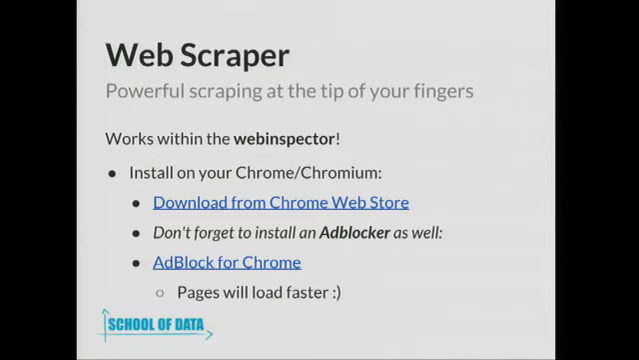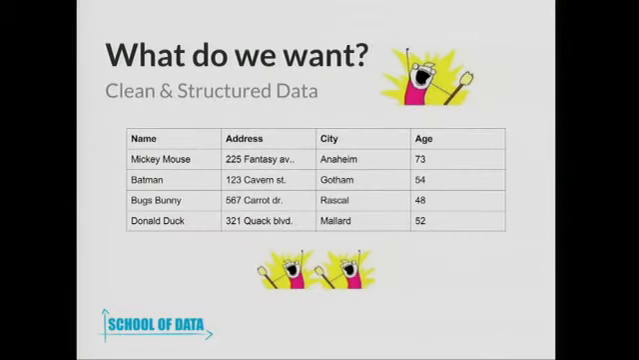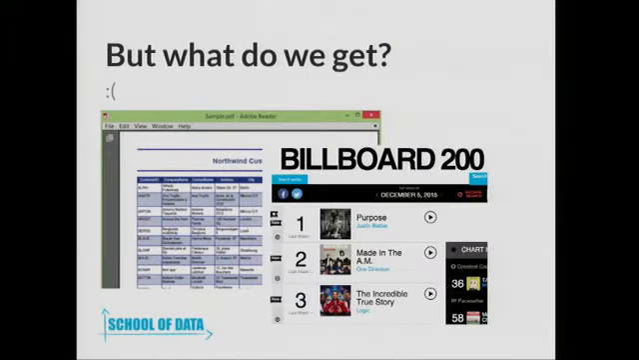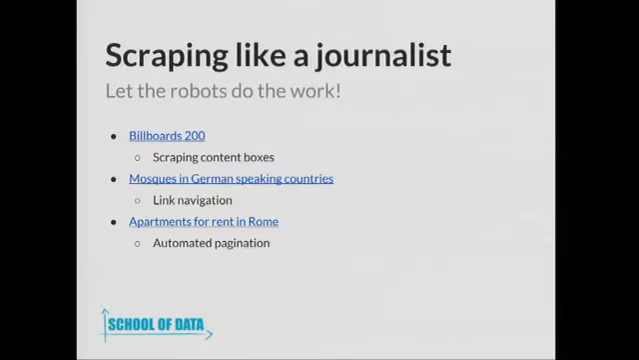All right, let's do this. So remember, in the beginning of the session, I asked, what do we want? And this is what we want. Clean and structured data, right? This is what we want. But we get this. Information that was structured and displayed for humans. We want this, but we get this. And now, we're going to use WebScraper to extract information from those pages and really kick some ass, okay?